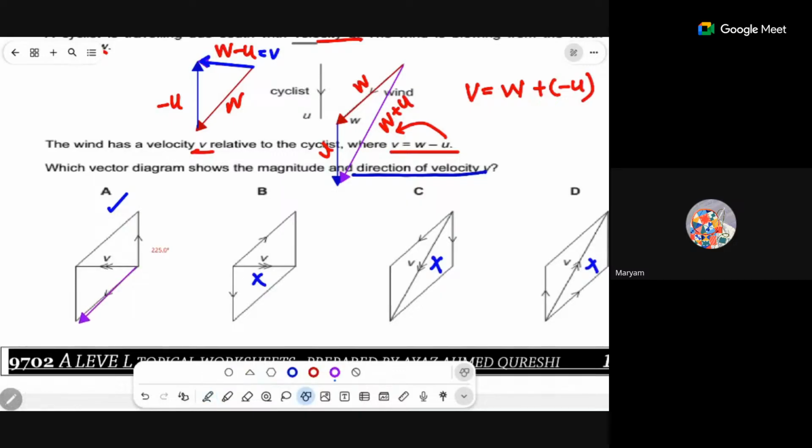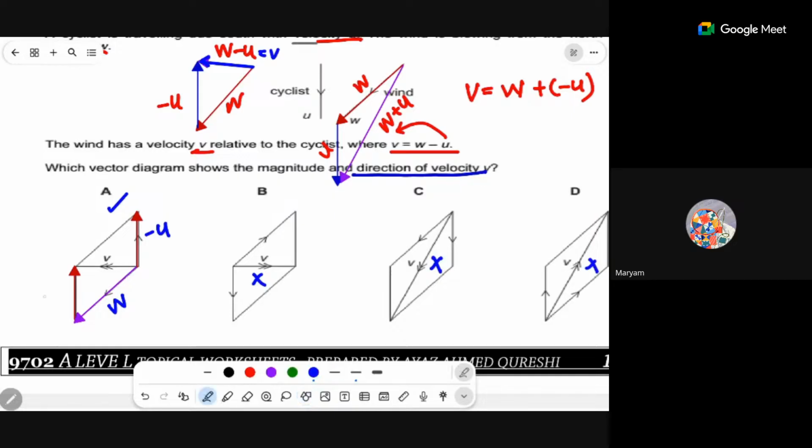This is basically your w. Do you believe this thing? And this was your negative of u. Now you will draw this negative of u exactly here on the head of this, right? Are you getting my point?